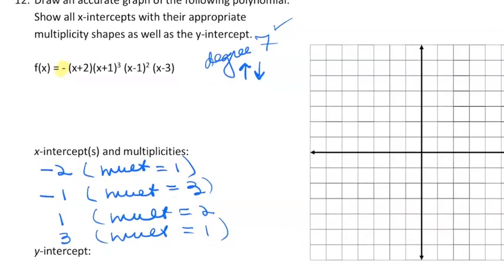Okay, now how do you get your y-intercept? This is sometimes a dilemma, so let me go over it. So I'm going to figure out how to get my y-intercept. So I'm going to look at this function.